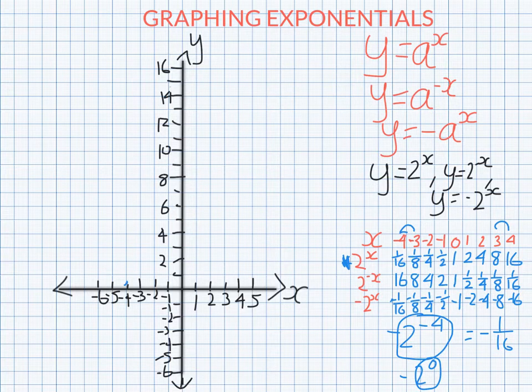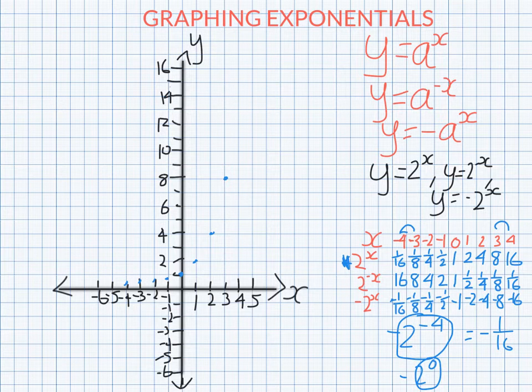Then minus 3, 1 on 8 will be about here. That's a tiny bit more, the y value. Minus 2, 1/4 is a tiny bit more again. Minus 1, 1/2 is a tiny bit more again. Then we've got the point 0, 1 that goes through there. And we've got 1, 2, 2, 4, 3, 8, and 4, 16.